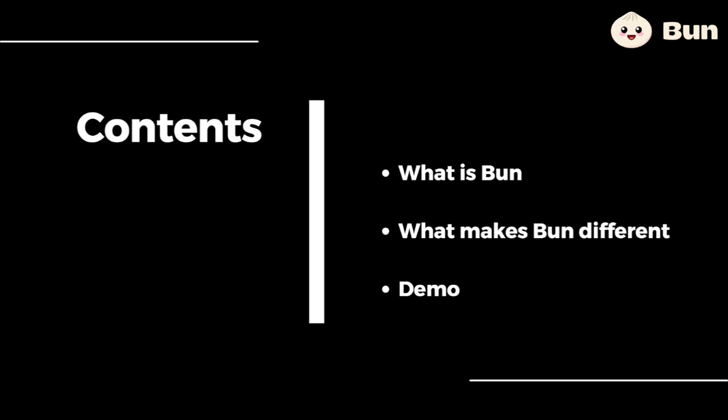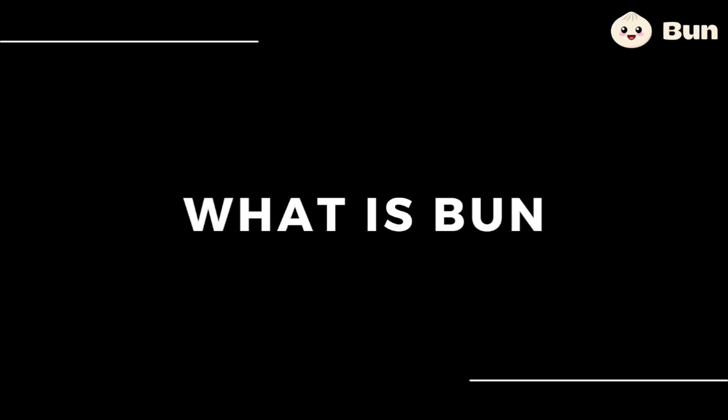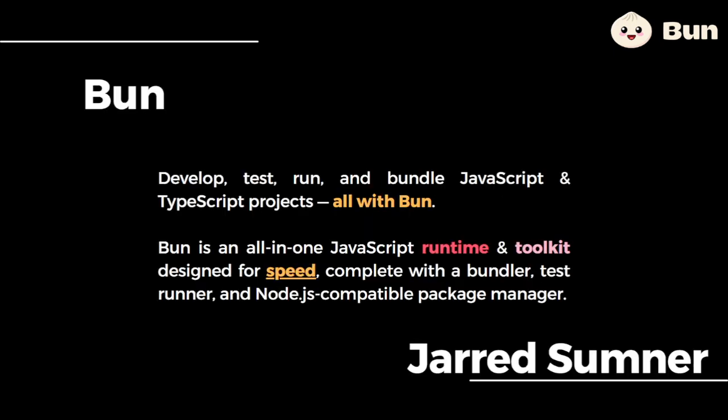These are the topics that we are going to cover in this video. What is Bun? Bun is an all-in-one JavaScript runtime and toolkit designed for speed, complete with a bundler, test runner, and Node.js compatible package manager. It is built from scratch using the Zig programming language. It was designed by Jarred Sumner as a drop-in replacement for Node.js.